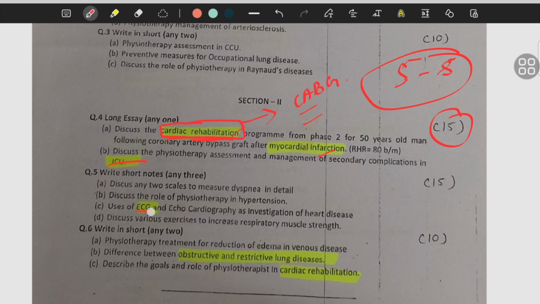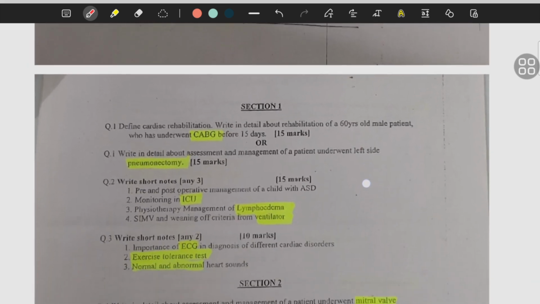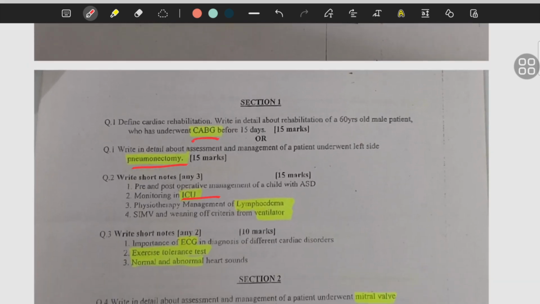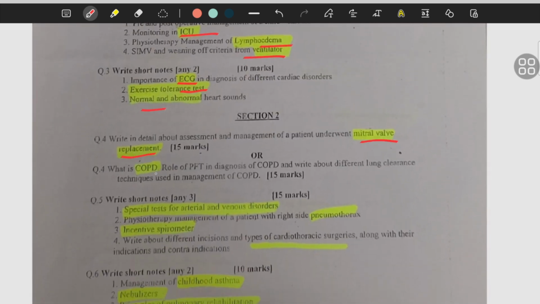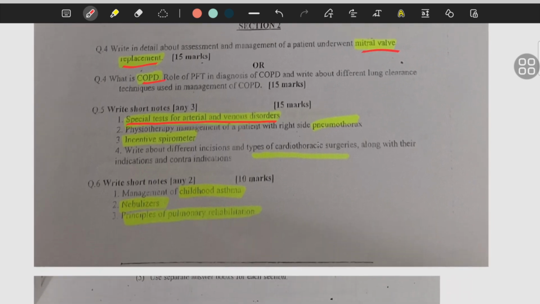Then ICU, ECG, then obstructive and restrictive lung disease, then cardiac rehabilitation, CABG, pneumonectomy, ICU, lymphedema, ventilator, ECG, exercise tolerance test, normal and abnormal heart sound, mitral valve replacement, COPD, special test for arterial and venous disorder, pneumothorax. In this also they will mention the type of pneumothorax to describe, whether it is open, closed, or a tension pneumothorax.